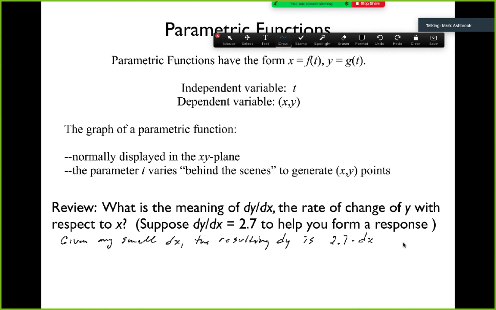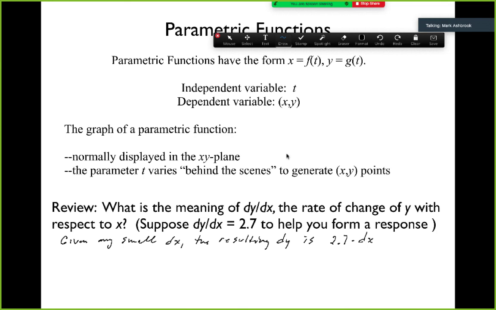So it's how fast y is changing with respect to x. In this case, y is changing 2.7 times as fast as x. So if you had a little change in x, the resulting change in y would be 2.7 times as much as that change in x.